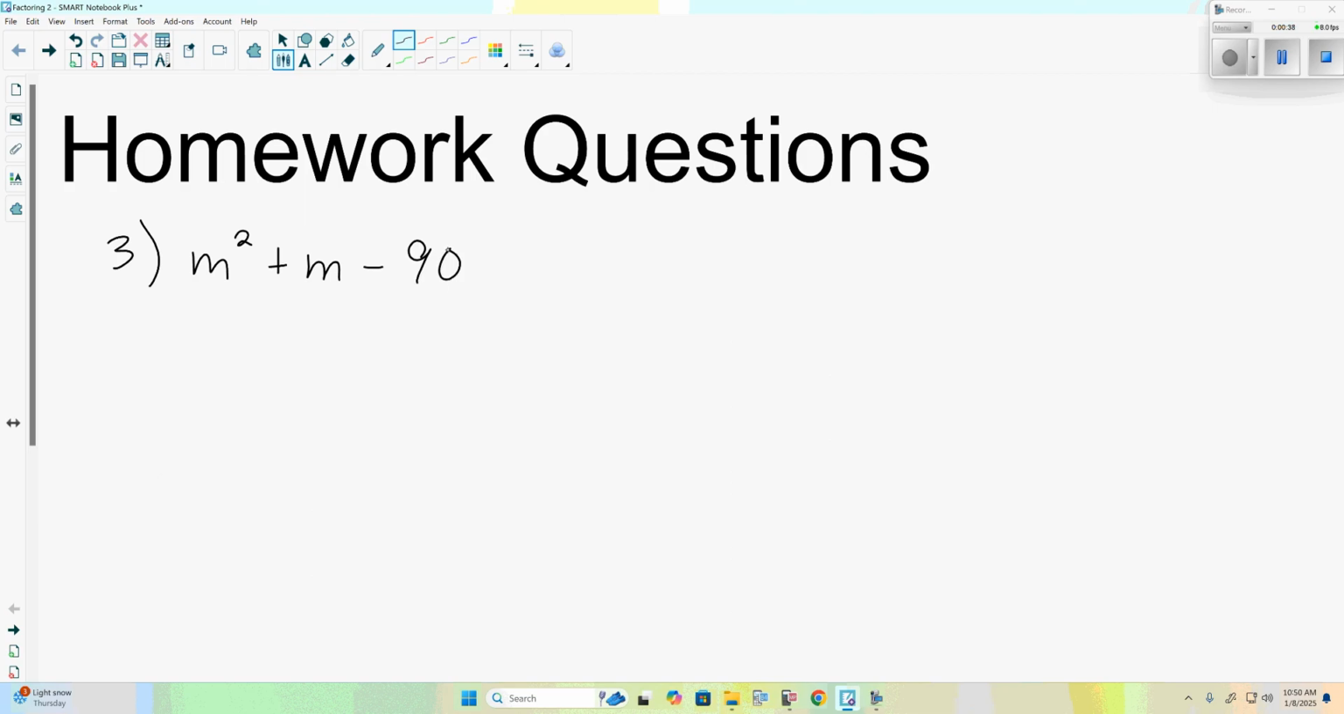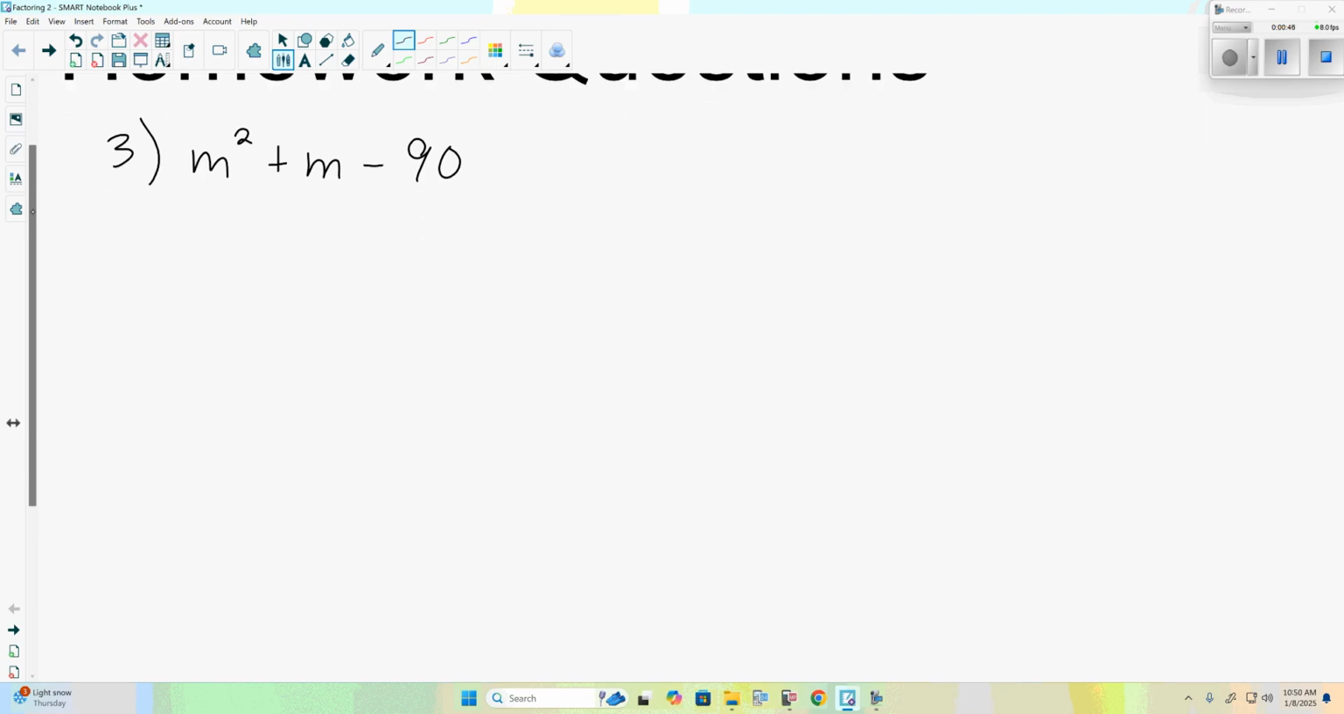All right, we're going to look at problem number 3, m squared plus m minus 90. When we look at this with factoring, the first thing we need to see is, is there a greatest common factor between these 3 terms? Unfortunately, there is not. So we'll move on to our second step, our 2 sets of parentheses with 3 spaces. Since the third term is negative, our signs are opposite.